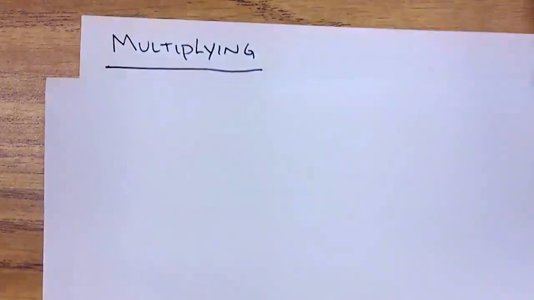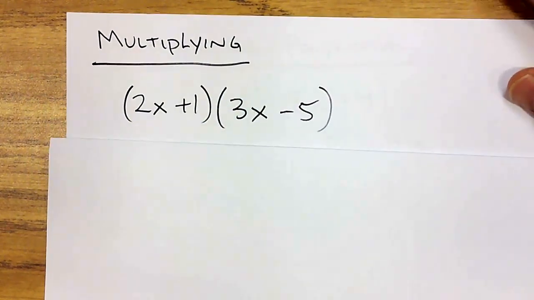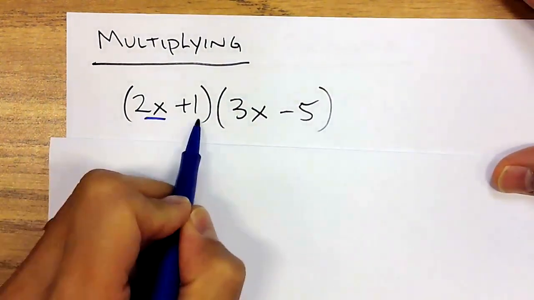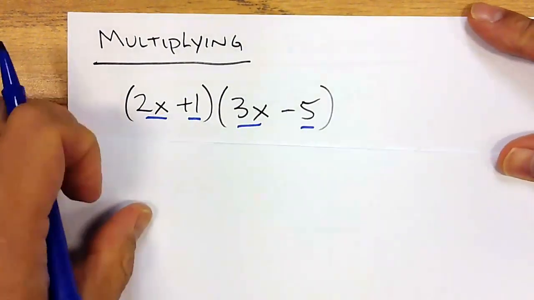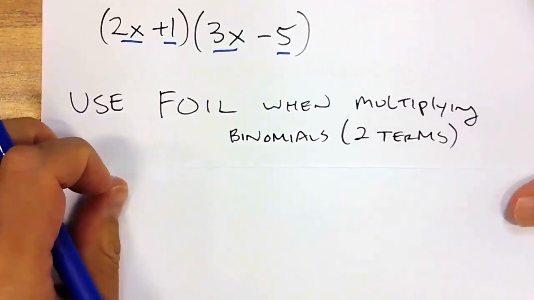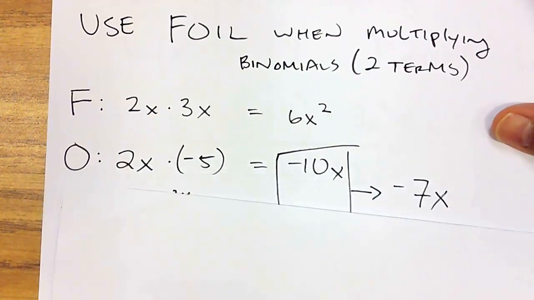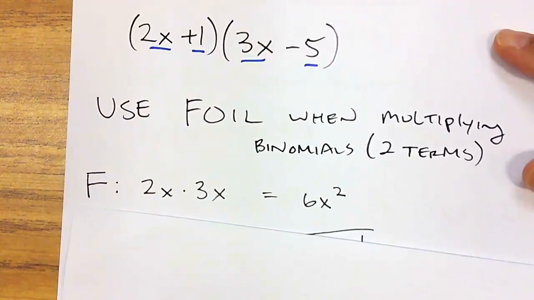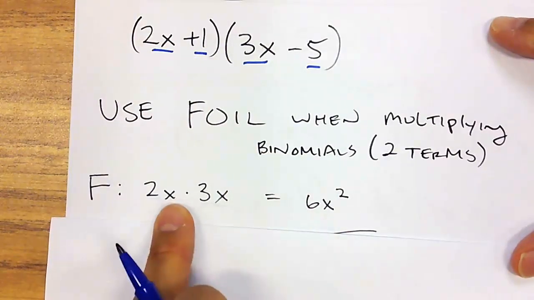And then the next part we are going to do is multiplying polynomials. When we multiply binomials, meaning there's two terms, 1, 2, and then 1, 2, what we're going to use is FOIL. Foiling is easy if you just remember FOIL. F is first, so I'm going to multiply the first two terms.